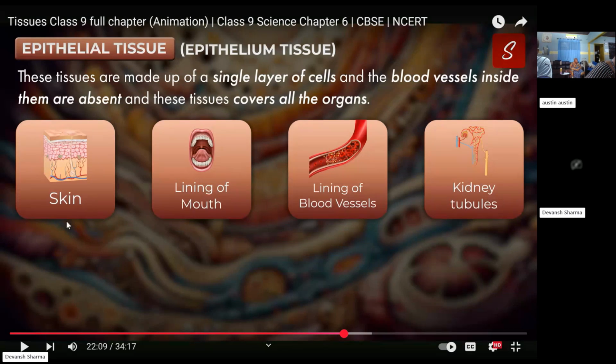It is found in the following parts of our body: in the skin, in the lining of the mouth, in the lining of blood vessels, and in the kidney tubules. What is a blood vessel? Blood vessels are tube-like structures which help in the movement of blood in our body.